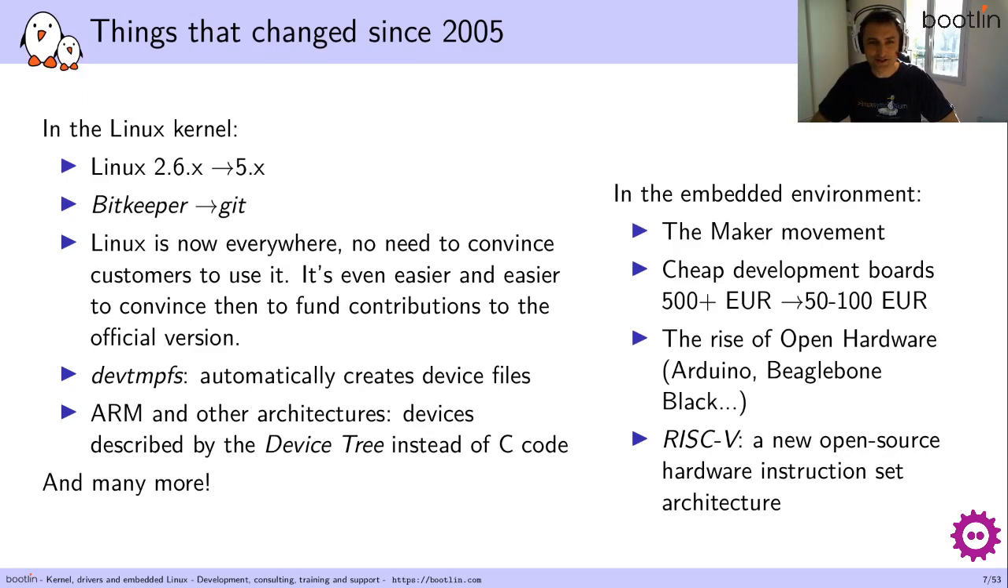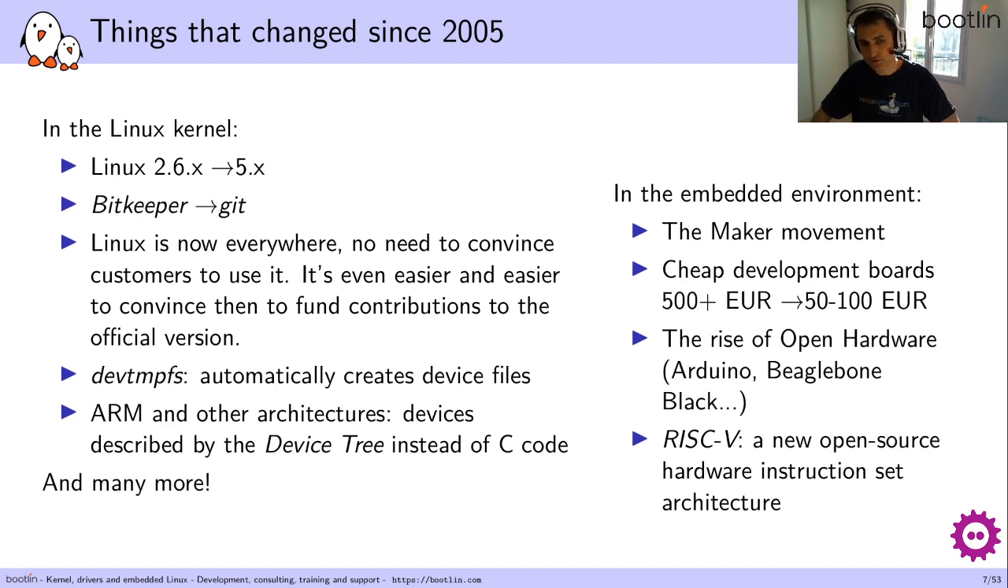This is an opportunity to look back and see what has changed since 2005. So in the Linux kernel, we've moved from version 2.6 to version 5.x, so many versions in between. For source control, BitKeeper has been replaced by Git, and Linux is now everywhere, so you don't need to convince customers to use it anymore, and it's easier and easier to convince them to fund contributions to the official versions of those projects.